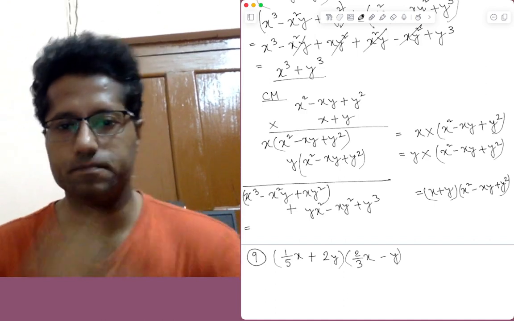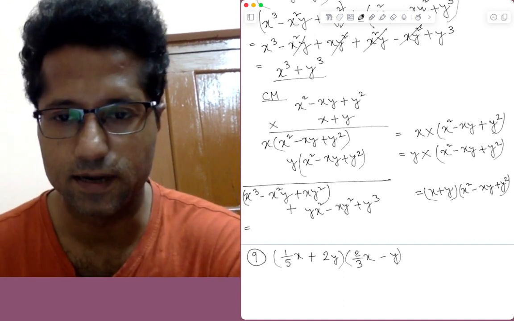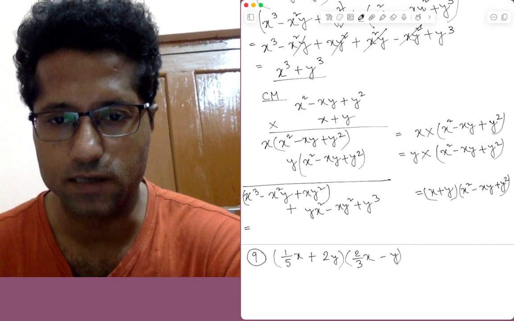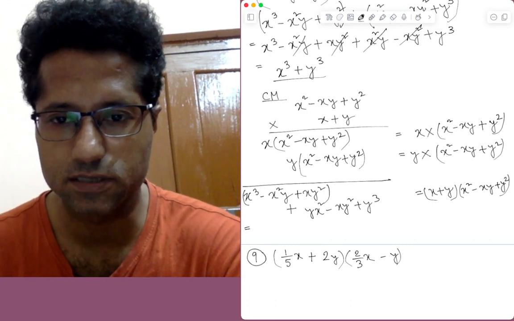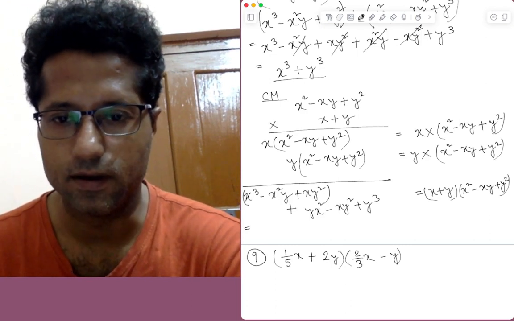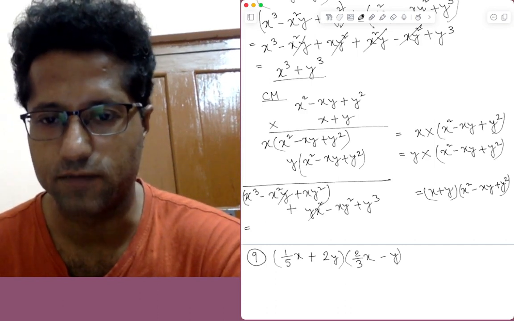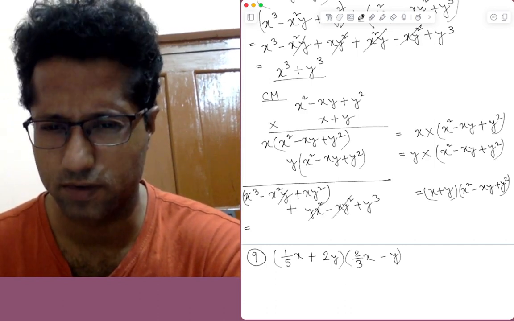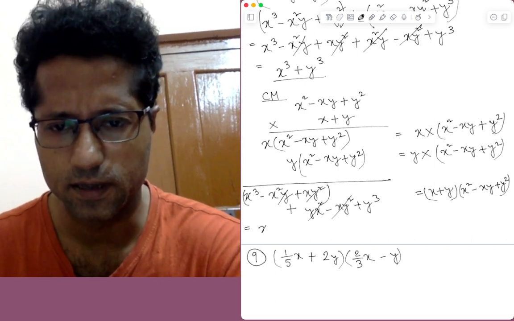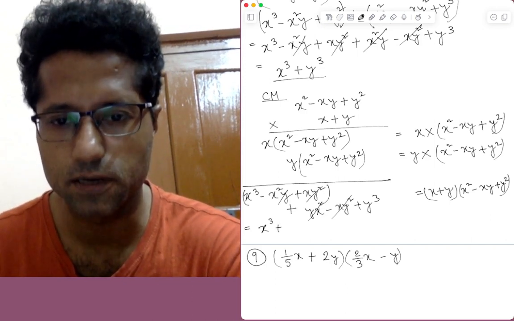Finally we will add up the like terms, and we see that as before, minus x square y and positive x square y get cancelled. Also positive xy square and minus xy square get cancelled. So we are left with x cube plus y cube.